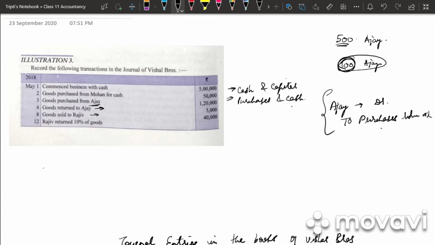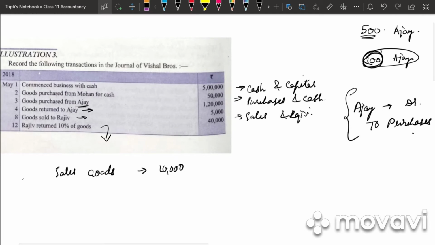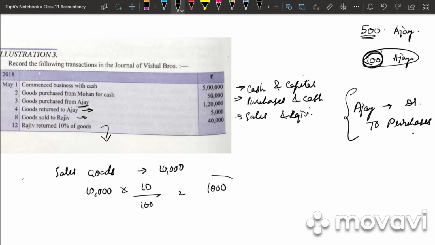Next it is goods sold to Rajiv. So it is sales and Rajiv account. So the entry will be Rajiv account debited to sales account. Next we have Rajiv returned 10% of goods. Say you sold goods to Rajiv of 10,000 rupees. In that 10,000, Rajiv returned you goods of 10%. So it is 10,000 into 10 by 100, which is 1000 rupees. So what is happening to the business?